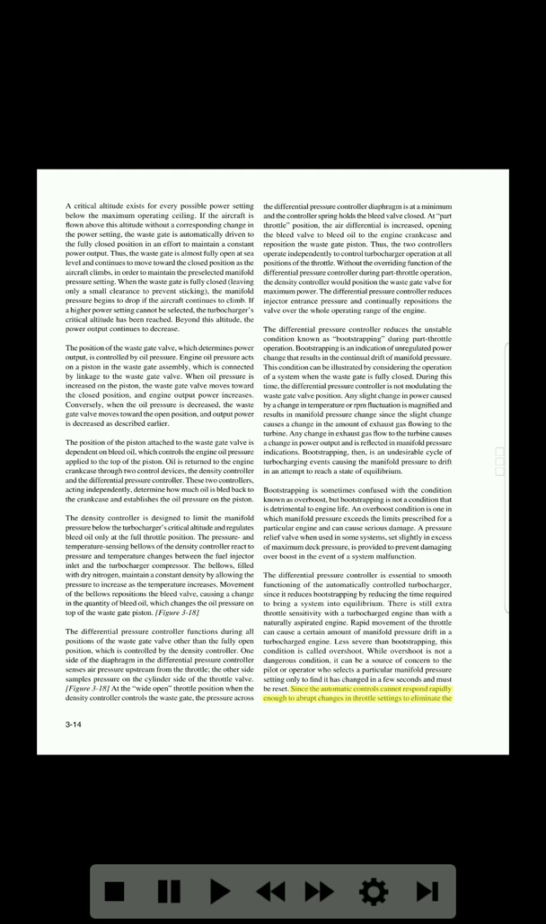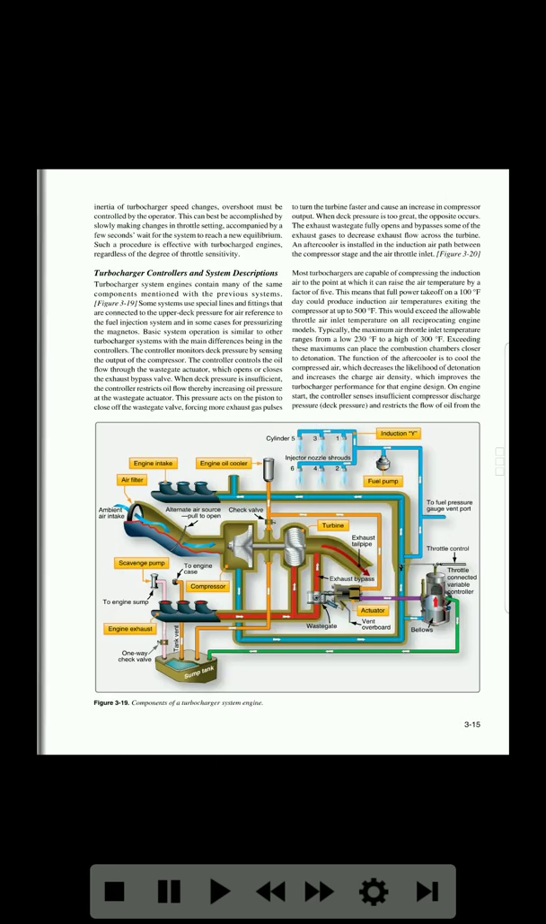Since the automatic controls cannot respond rapidly enough to abrupt changes in throttle settings to eliminate the inertia of turbocharger speed changes, overshoot must be controlled by the operator. This can best be accomplished by slowly making changes in throttle setting, accompanied by a few seconds wait for the system to reach a new equilibrium. Such a procedure is effective with turbocharged engines, regardless of the degree of throttle sensitivity.